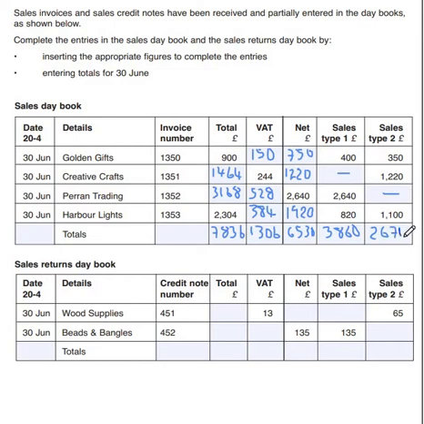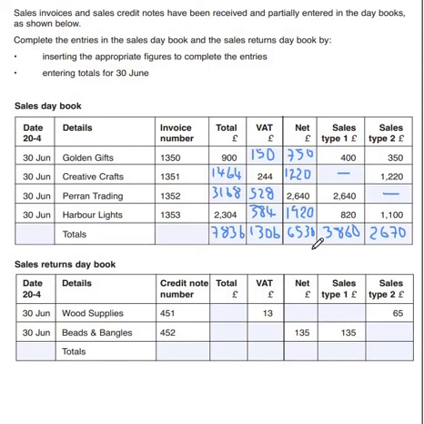And what I suggest you do is check your figures once you've done this. So add up the sales type 1 and sales type 2 totals and make sure that they come to the 6,530. Add to that the VAT, and obviously make sure that then comes to the 7,836, so we know we got it correct. Then we move on to the sales returns daybook.